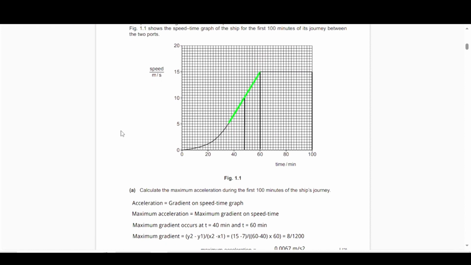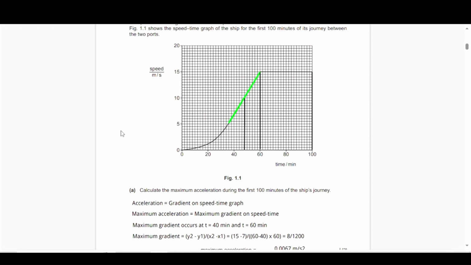So they want to calculate the maximum acceleration during the first 100 minutes of the ship's journey. The first thing, again, with these calculation questions is to ask yourself, what do I know? So I've got a speed-time graph. If I want to calculate the acceleration, I need to calculate the gradient, right? And if I want to calculate the maximum acceleration, I need to look at the point with the maximum gradient, right?